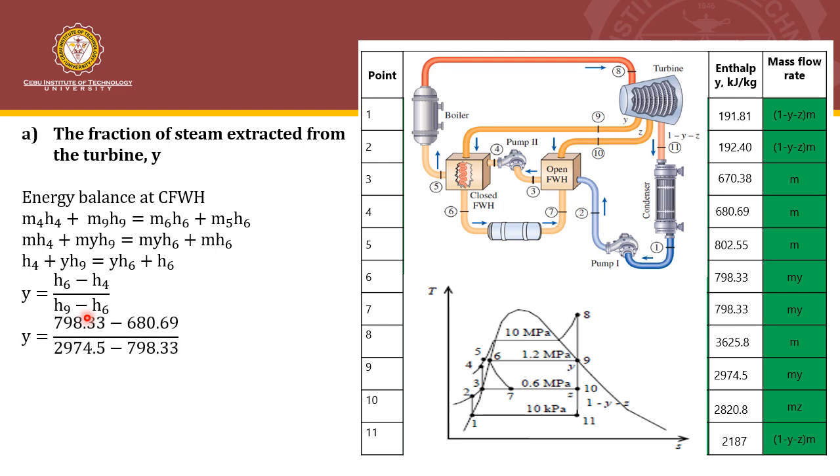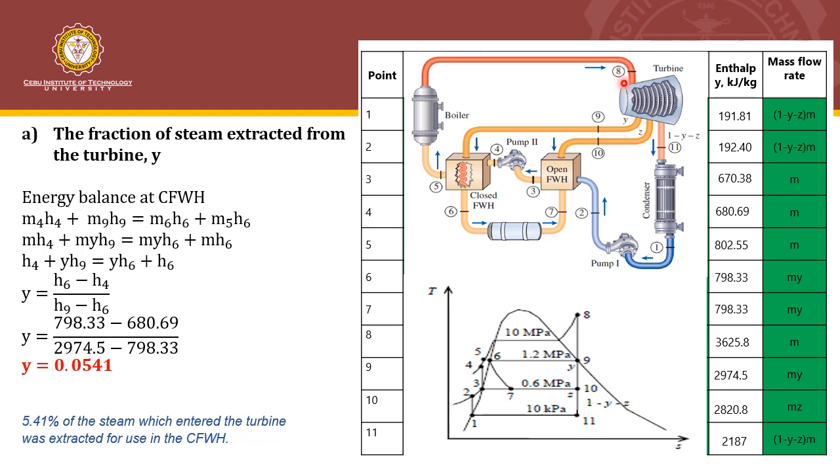Substituting the value of the enthalpies, we can get the value of y as 0.0541, or 5.41% of the steam which entered the turbine at point 8 was extracted for use in the closed feed water heater. So the steam flowing at point 9 is 5.41% of the total that flows here at point 8.